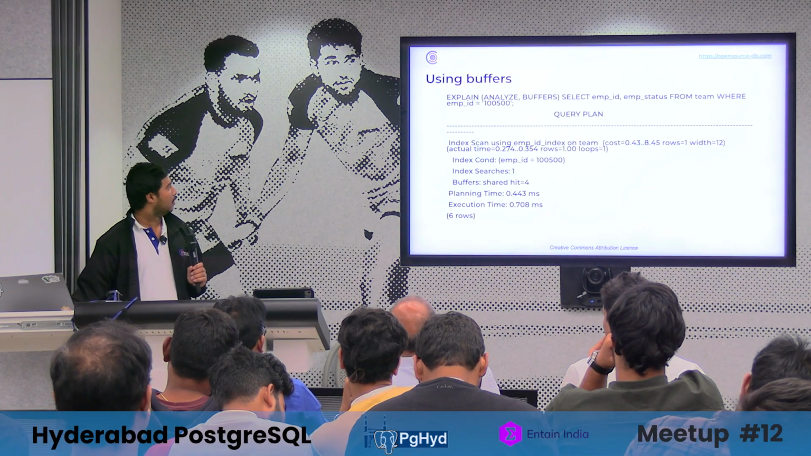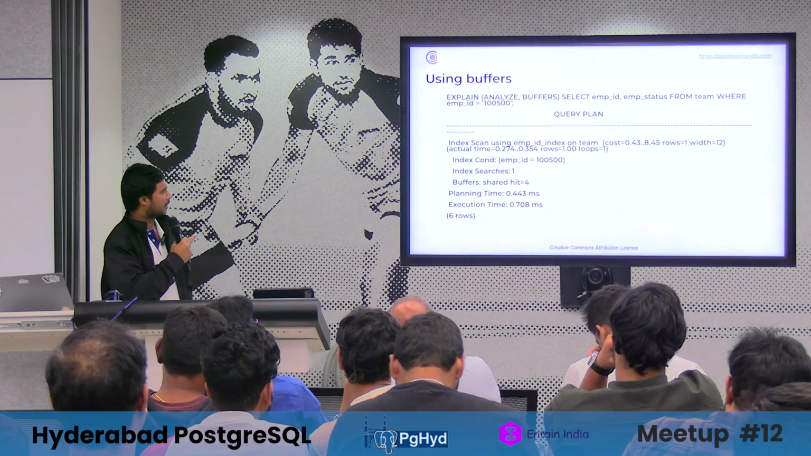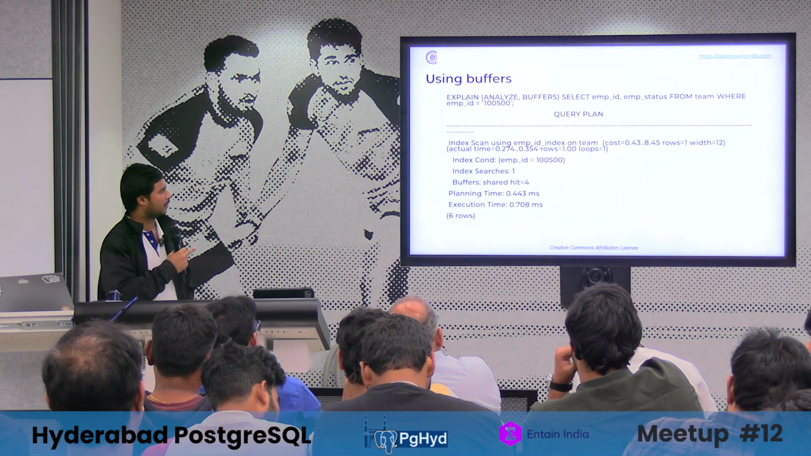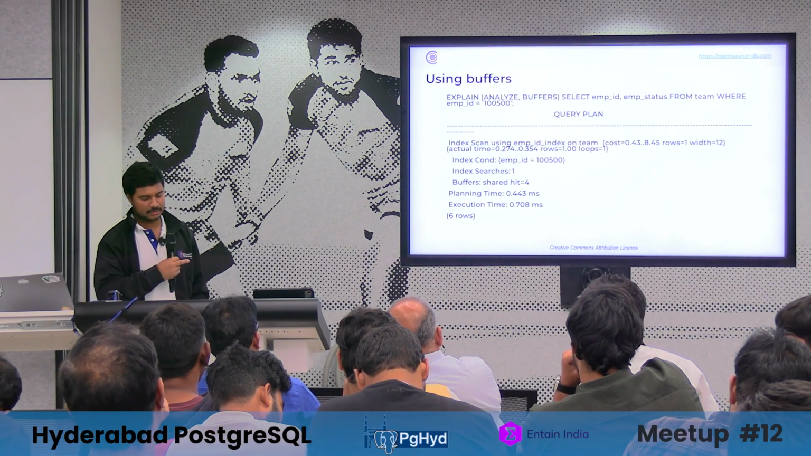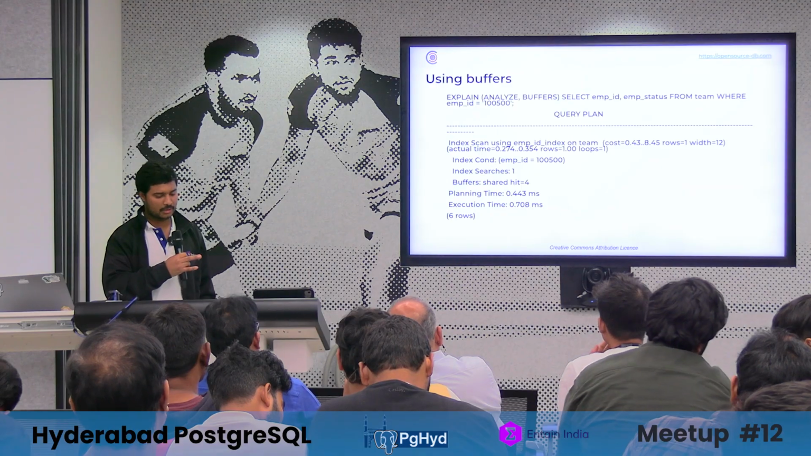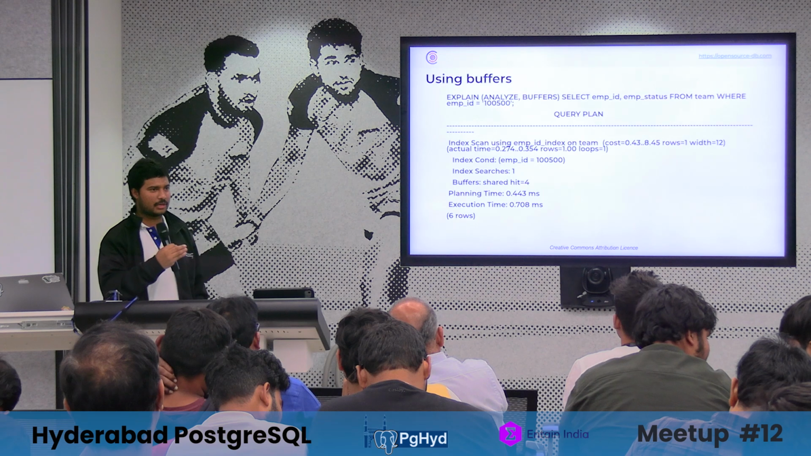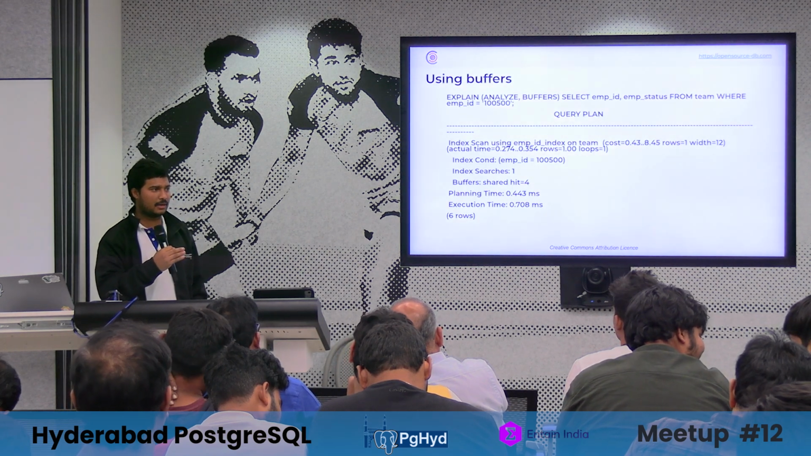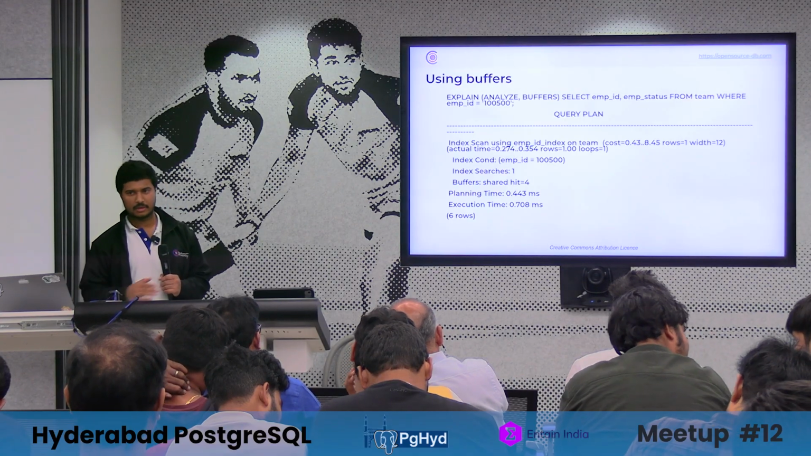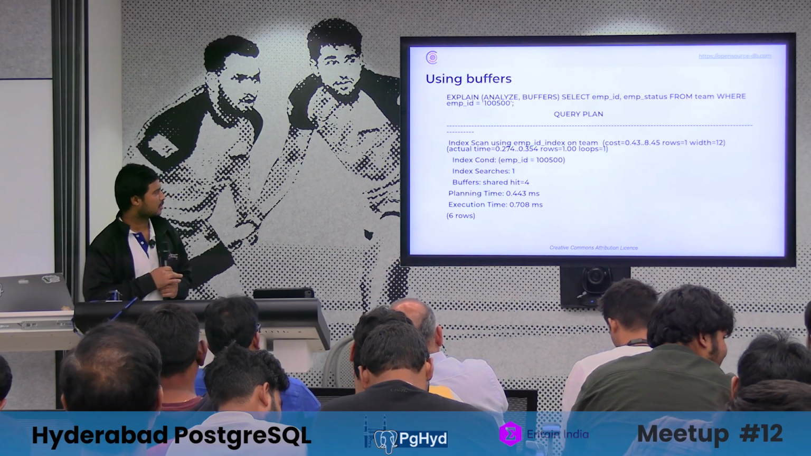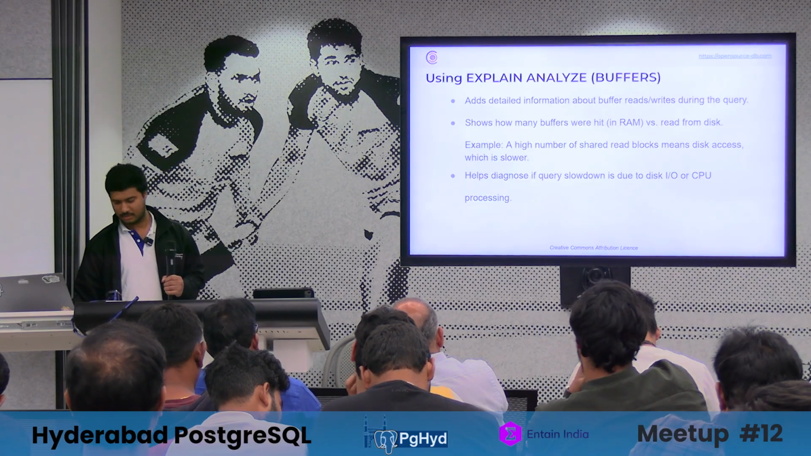Coming to EXPLAIN with buffers, here we can see the index scan on the team table, where the actual condition matched 1,500,000 records. Below we can see the shared buffers. The data was being gathered from the buffers. Here you can see one more thing, the reads; here the reads are missing, I think.